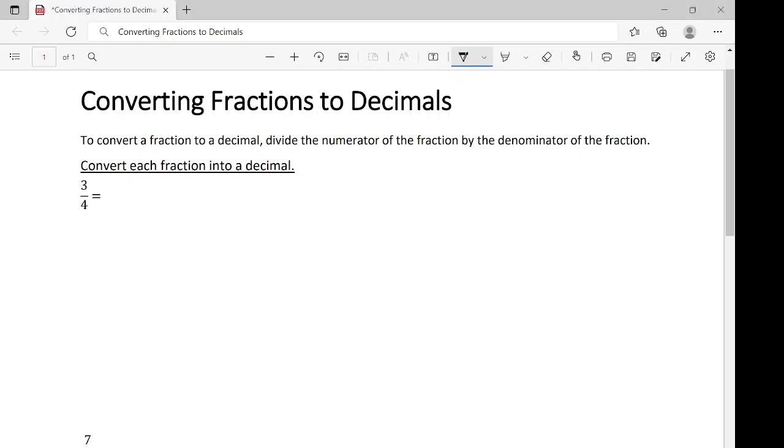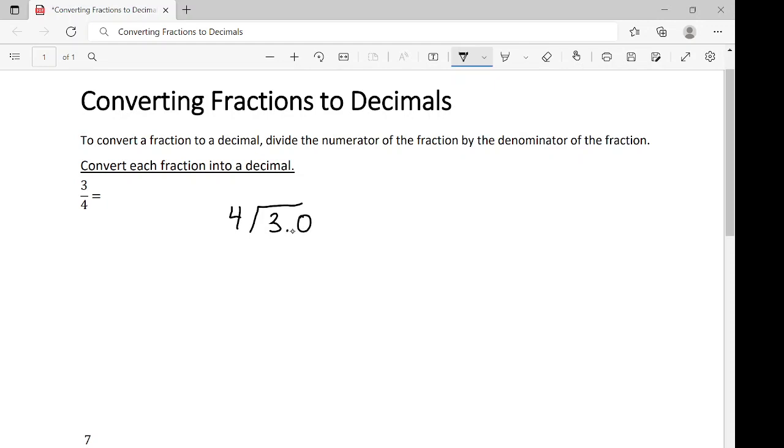To convert a fraction to a decimal, you want to divide the numerator of the fraction by the denominator of the fraction. So we're going to convert the fraction 3 over 4 into a decimal. So we're going to write it 4, the denominator, dividing into 3, the numerator. So 4 cannot go into 3 evenly, so we can just put a decimal point here and an extra 0.